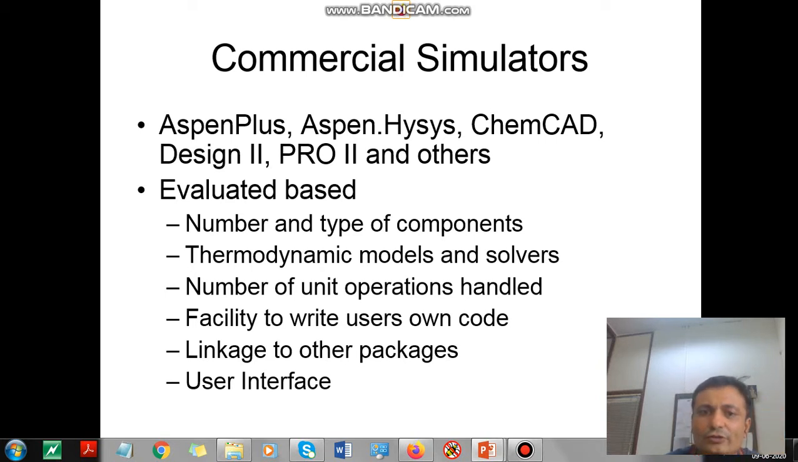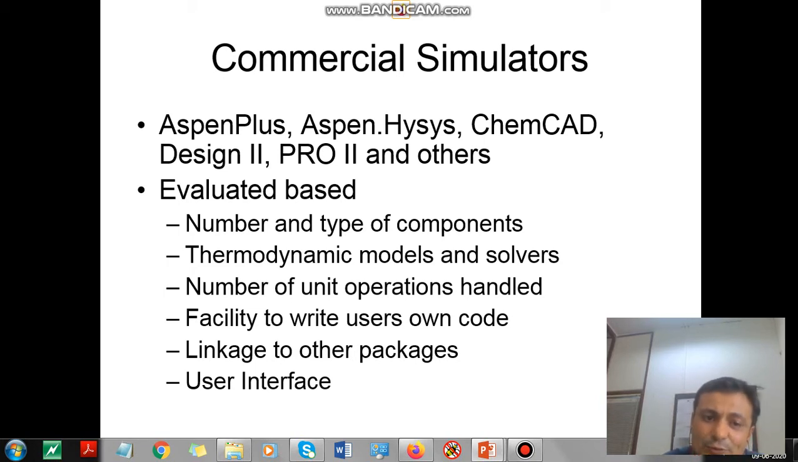which you like, or equation of state, or various specifically modified equation of state to take care of some specific species or specific components. The unit operations they can handle, whether you can add your own code, or add another language and add it to the simulator. You can link your simulator to other simulators and vice versa.